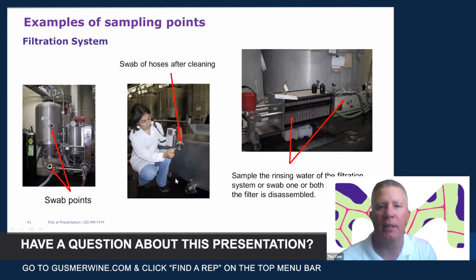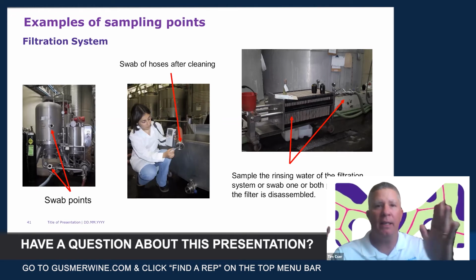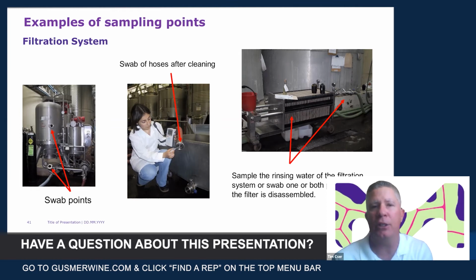These are just examples. Again, I like pictures. Obviously anytime we have a junction, that's a point for contamination, because that's where something is not sealed, and that's where you're going to have some sort of microbial ingress. So here she's swabbing the hose after the cleaning and swabbing the filtration system just to make sure that was sanitized correctly. Next slide.